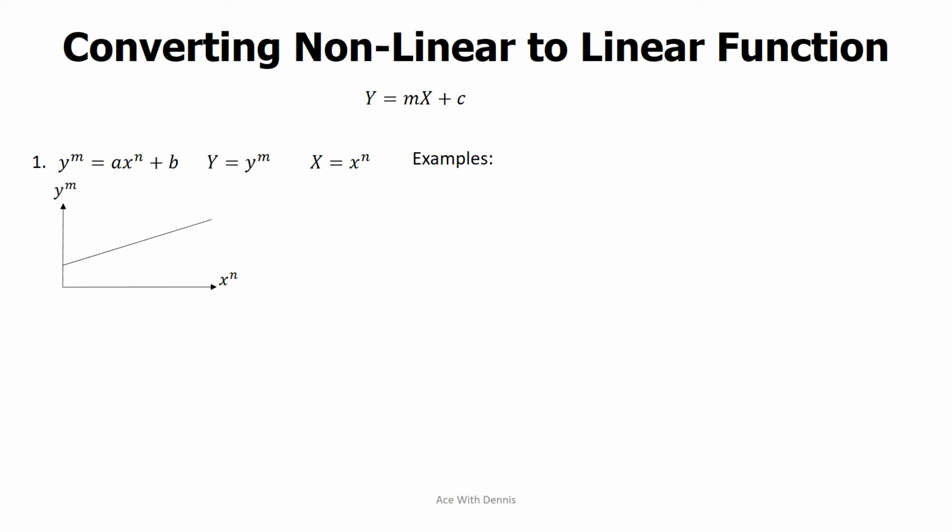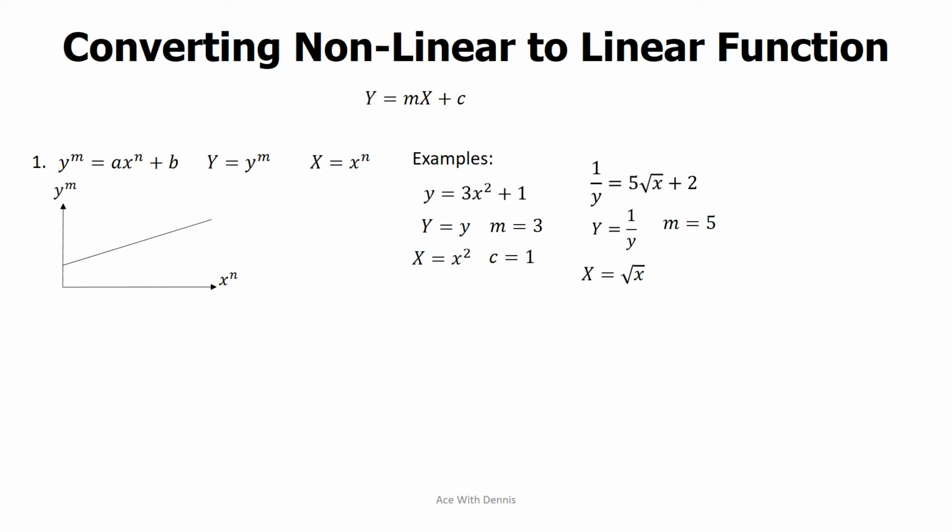Here are a few examples. The first example is y equals 3x squared plus 1. We can let capital Y equals y. The gradient is 3. Capital X is x squared. The c is 1. Here's another example. 1 over y equals 5 square root of x plus 2. Capital Y equals 1 over y. The gradient m is 5. The capital X is square root of x. And the c is 2.